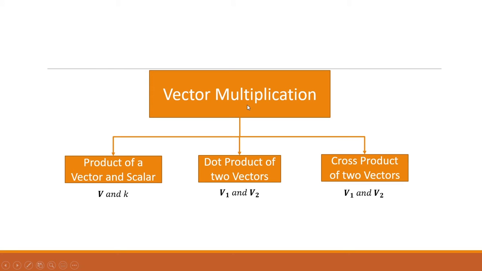Vector multiplication is divided into three kinds. One is the product of a vector and a scalar. If you remember the two types of quantities, scalar quantities are like mass and speed. Another is the dot product of two vectors, because this one is with a scalar, but this one is with two vectors. And there's another kind of multiplying vectors, the cross product of two vectors. We'll see what the difference is between these three.